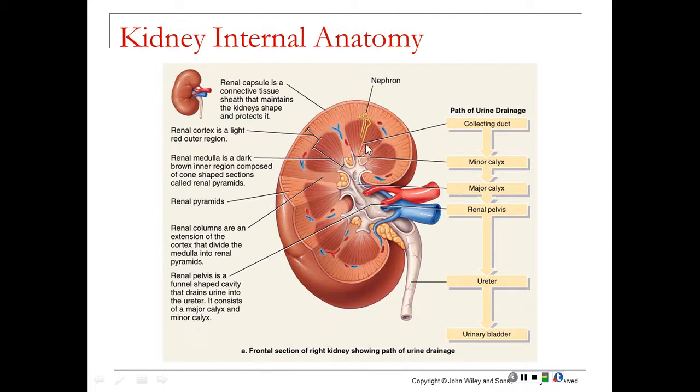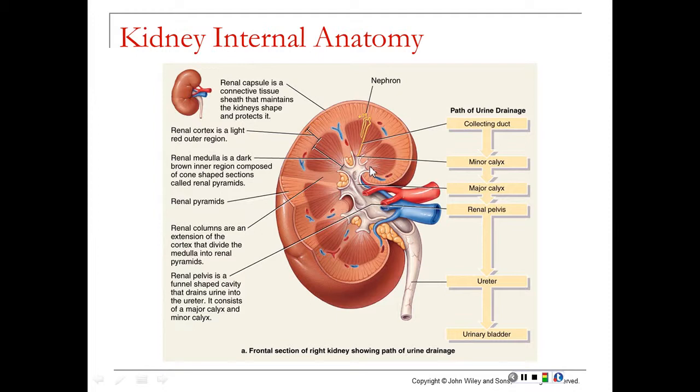Basically, these pyramids and the cortex have structures within them called nephrons. And these nephrons are where that blood gets filtered. And so, as these nephrons are filtering the blood, they're creating something called filtrate. And that filtrate then drains out of the medulla, out through the pyramids, into this kind of gray section, which is called the minor calyx.